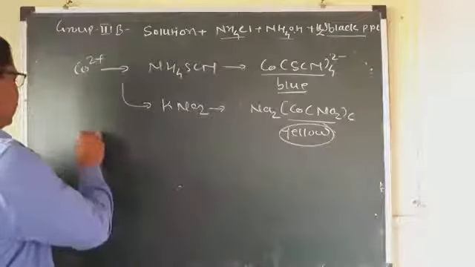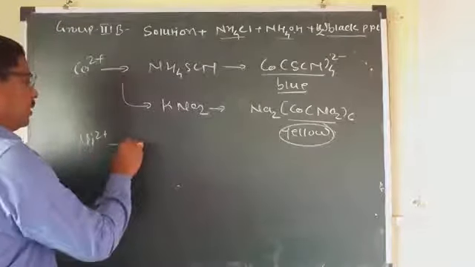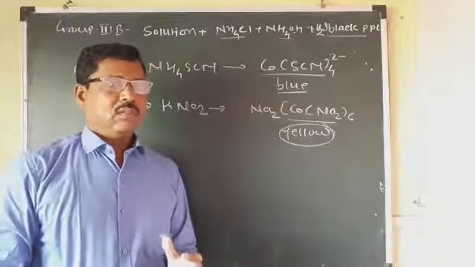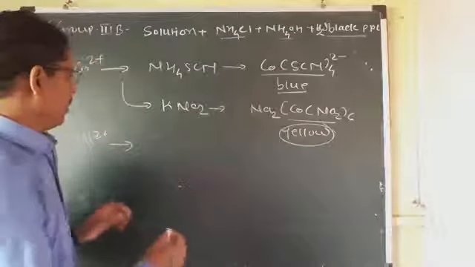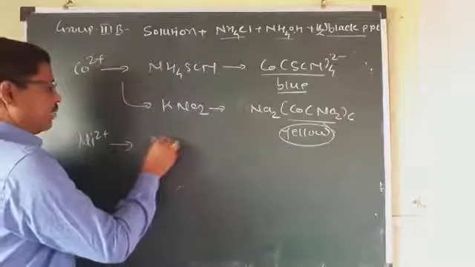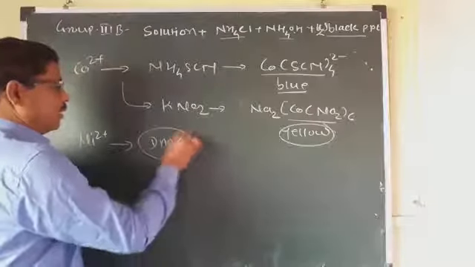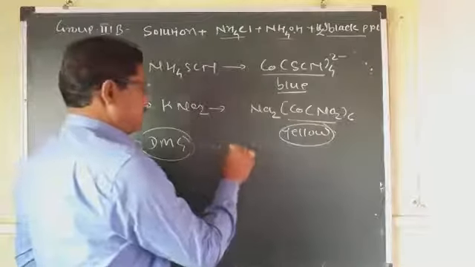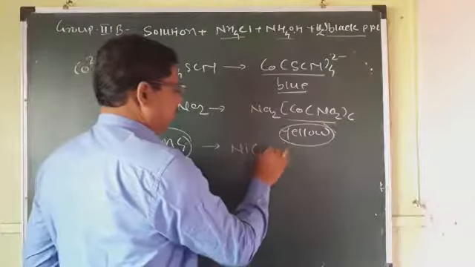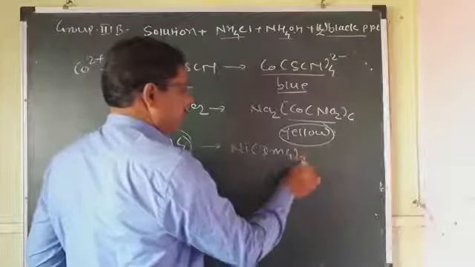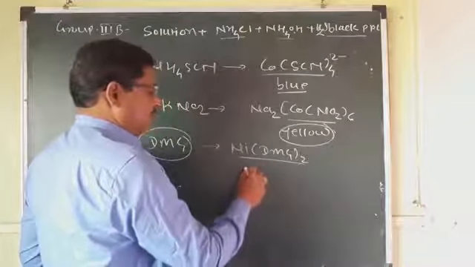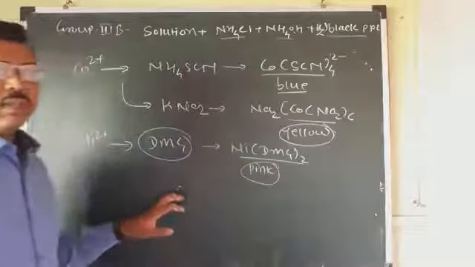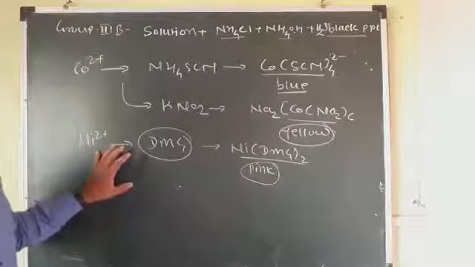Then the confirmatory test for the nickel 2 plus ion. Here, to the solution, add 1 drop of the dimethyl glyoxime in ammoniacal conditions. You will get a nickel dimethyl glyoxime precipitate or color, that is the pink color appears. The pink color appearing means that the nickel 2 plus ion is confirmed.